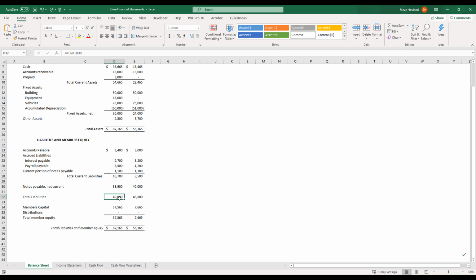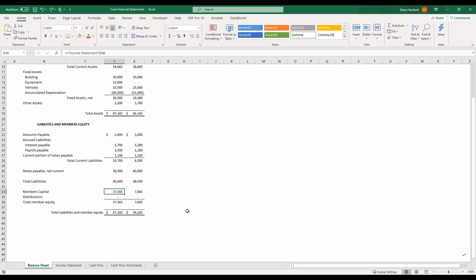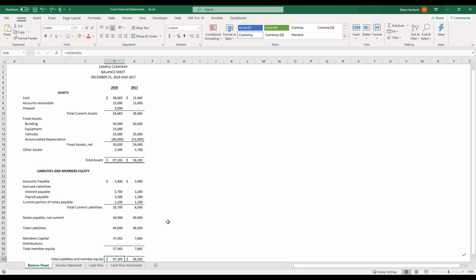So we've got our total liabilities, then we have our members' capital. In this situation, this happens to be a partnership. So we have our members' capital, and again, members' capital is going to be whatever the members contributed plus any net income. And in this situation, I put distributions in here just so you could see that it sometimes is a separate line item, and distribution would be a negative number. And so we come down to our total members' equity, and then total members' equity plus liabilities equals our 87,165. Again, this is our balance sheet.